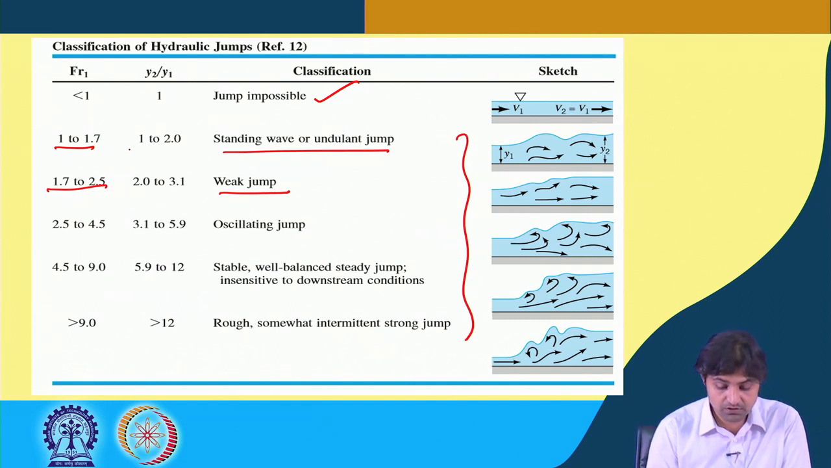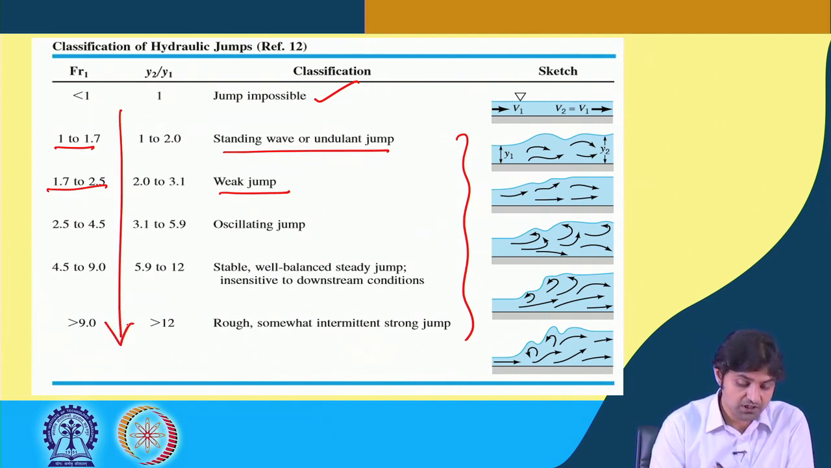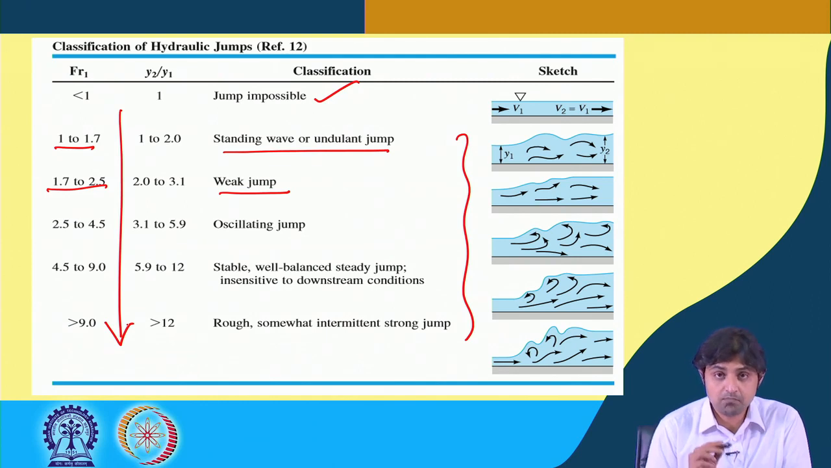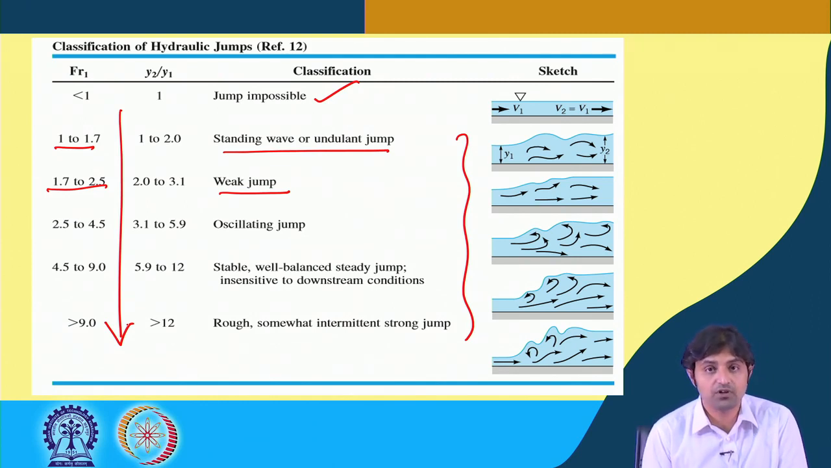As the Froude number at upstream keeps on increasing, the jump becomes more and more violent. That is an important message that you must remember. You do not need to worry about the value of the Froude number for an oscillating jump or a steady jump. The main thing is that for Froude number less than 1, no jump is possible, and secondly, if the Froude number at the upstream section keeps on increasing, the jump is going to become more and more violent.